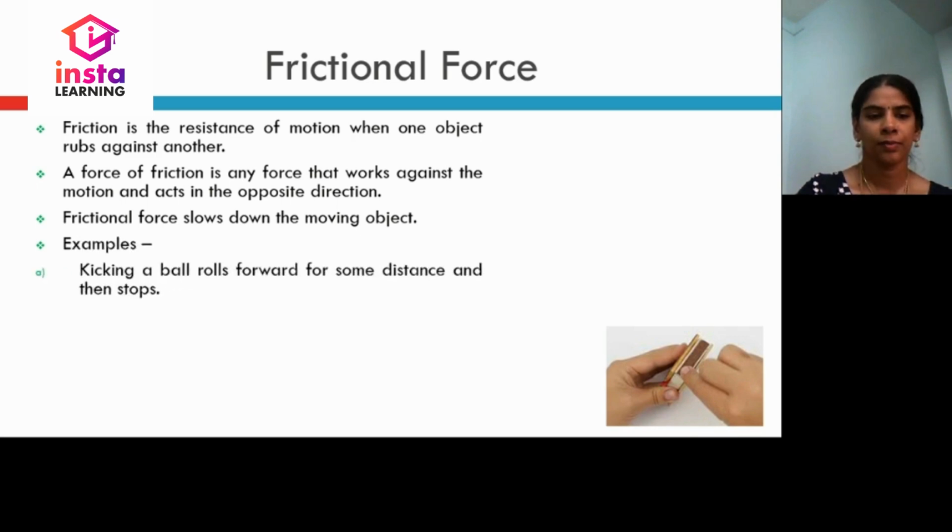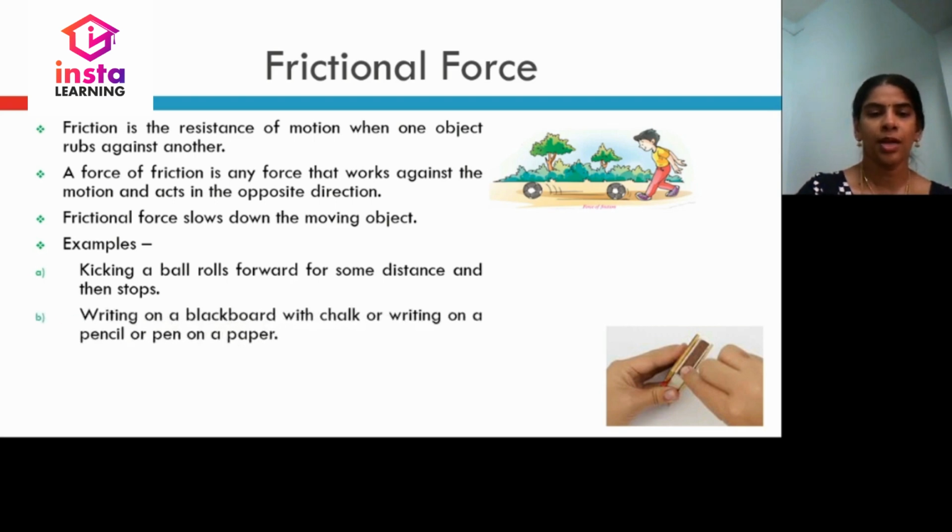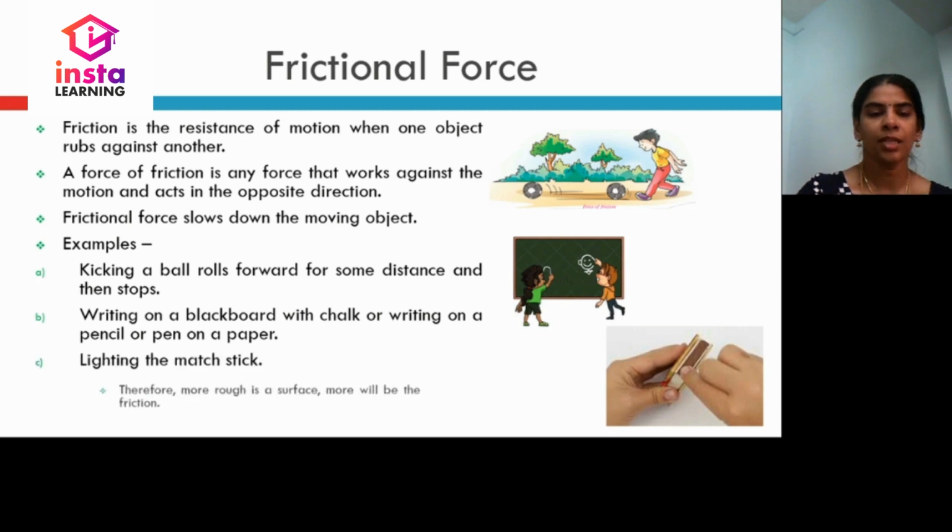Examples: kicking a ball rolls forward for some distance and then stops. Writing on a blackboard with a chalk, or writing with a pencil or a pen on a paper. Lighting the matchstick. Therefore, we can say that more rough is the surface, more will be the friction.